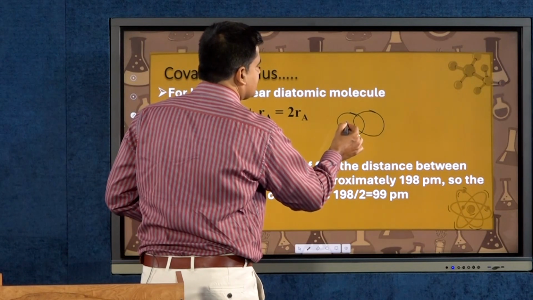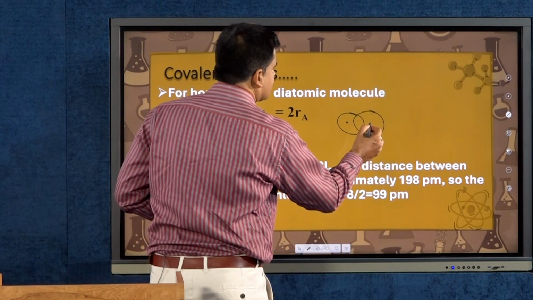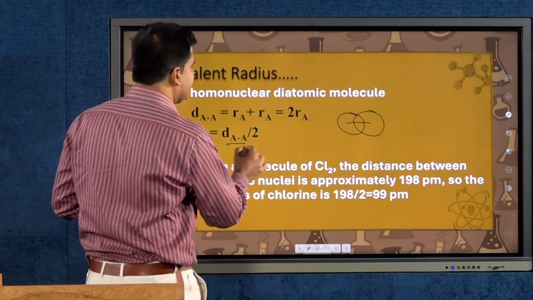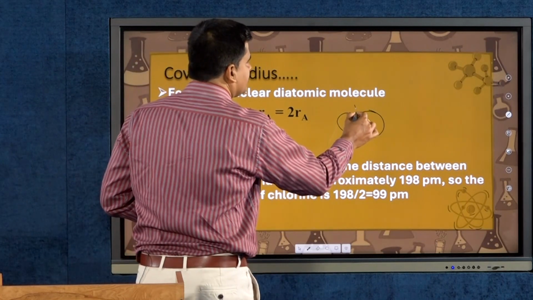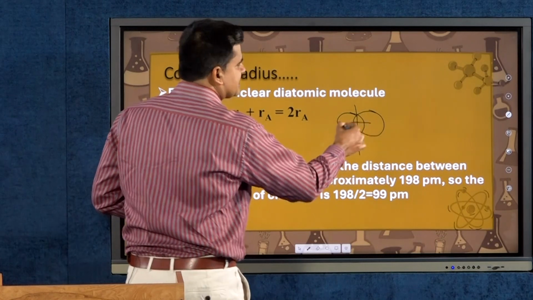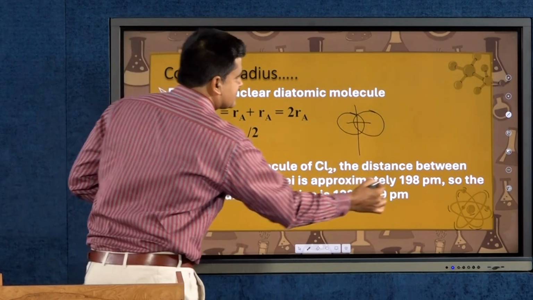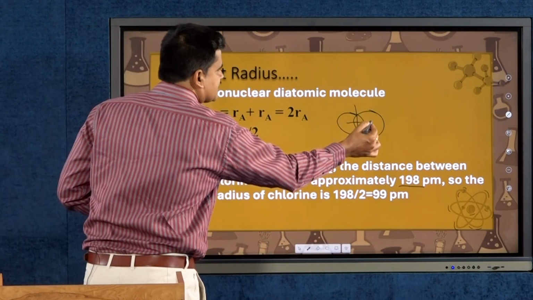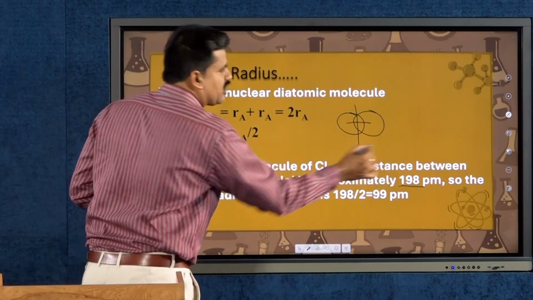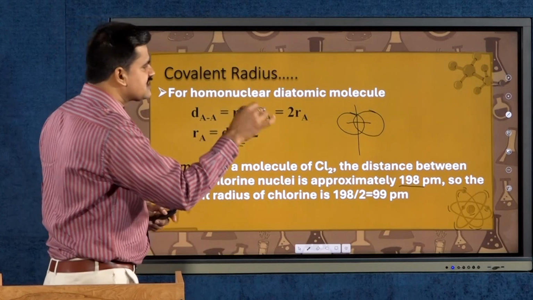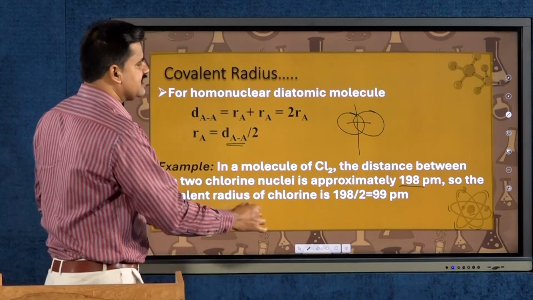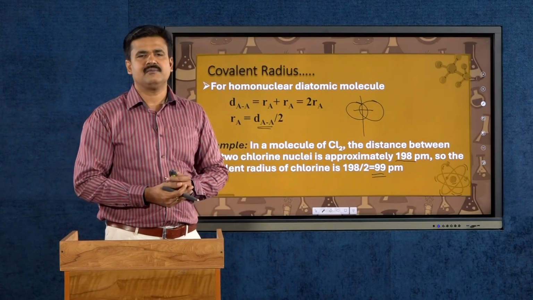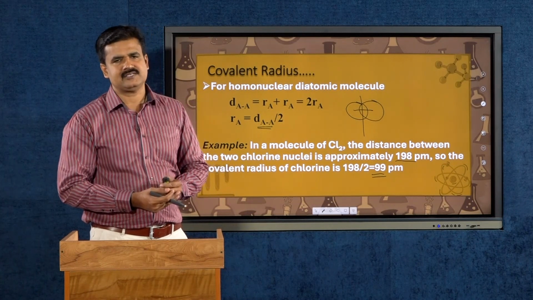This is the center of the nuclei of the first chlorine, and this is the center of the nuclei of the second chlorine. There is a distance, and this distance is taken as DAA, and you have to take 1/2 of that distance. In the case of the chlorine molecule, that DAA is given as 198 picometer. So, the distance from the center of first chlorine to the second chlorine is DAA, equal to 198 picometer. If you divide it by 2, the value will be 99 picometer. So, the covalent radius of chlorine is 99 picometer.